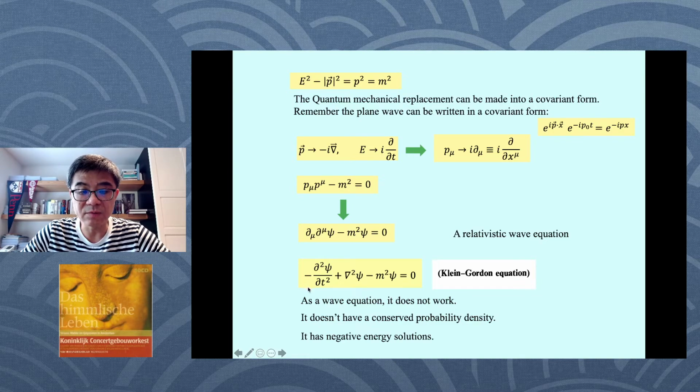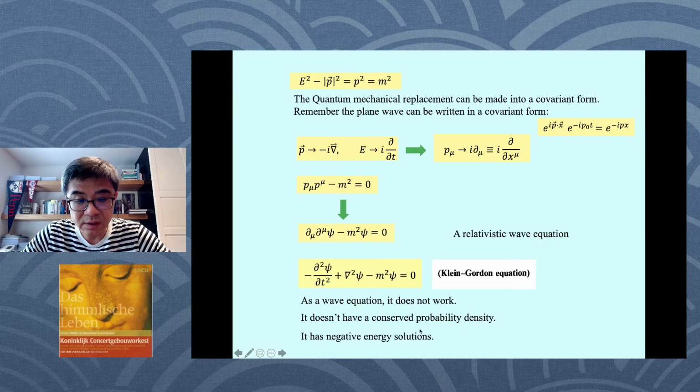Okay, and therefore this is the content of the Klein-Gordon equation. However, you may ask, why did Schrödinger not publish this one? The reason is that as a wave equation, it does not work. Why? First, it does not have a conserved probability density. Okay, so it takes a while to write down, so I'll just leave this statement here.